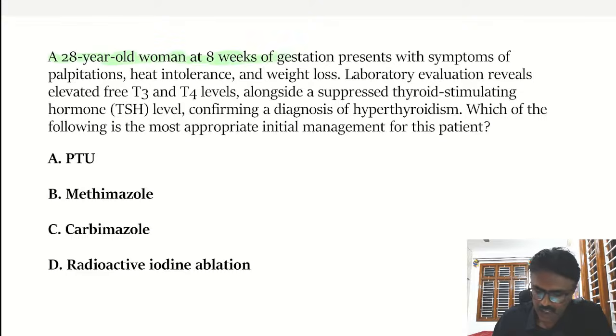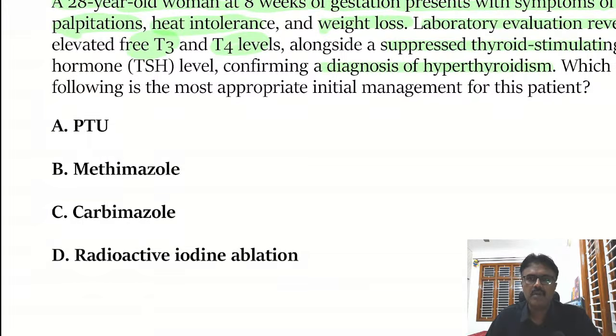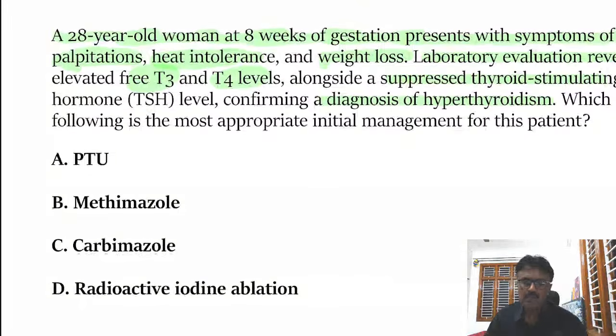A 28-year-old woman at 8 weeks of gestation presents with symptoms of palpitations, heat intolerance and weight loss. Laboratory evaluation reveals elevated free T4 and suppressed TSH. Diagnosis: hyperthyroidism. Which is the most appropriate treatment in this patient? Remember, she is pregnant, hyperthyroid. What should be given? Come on.